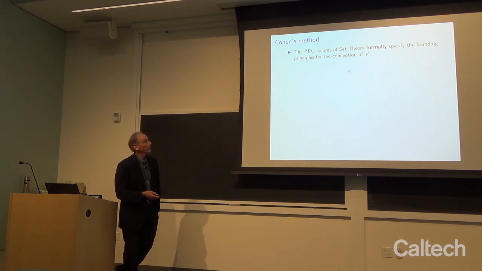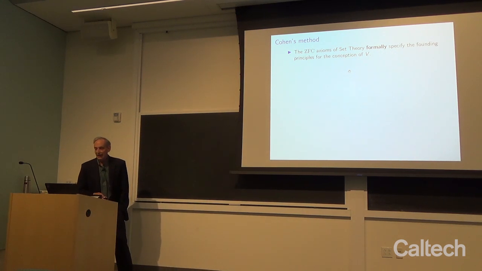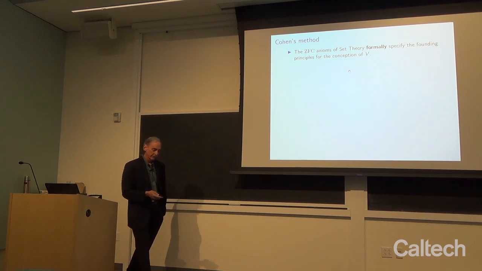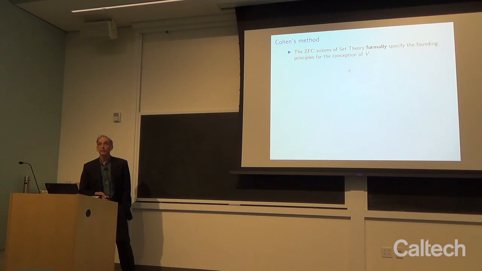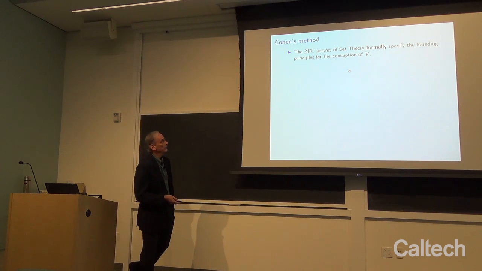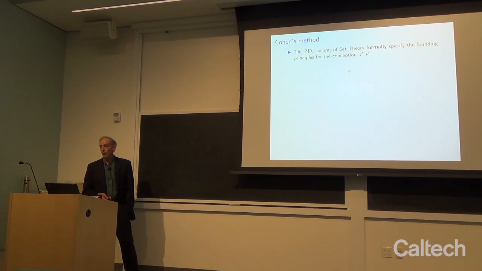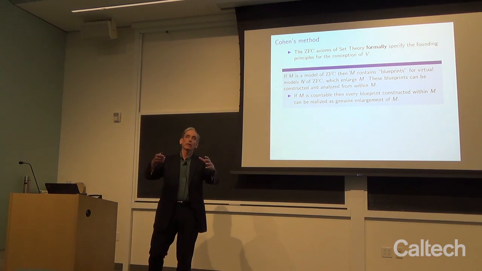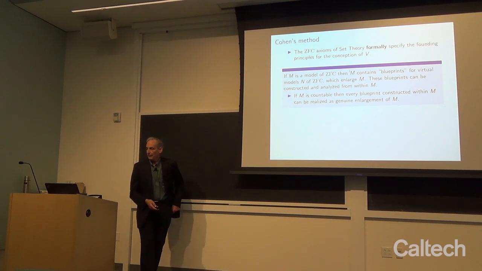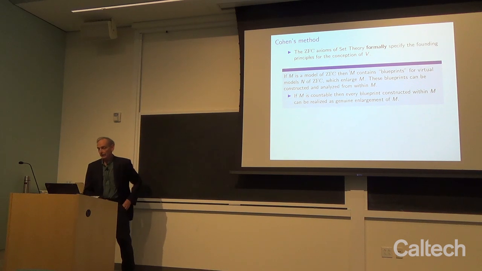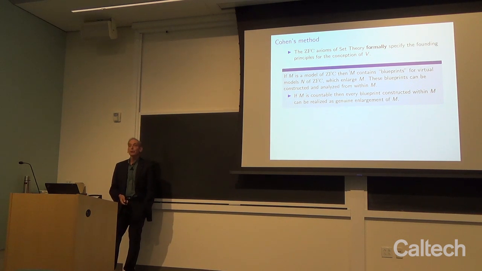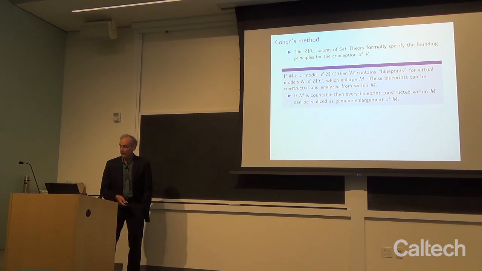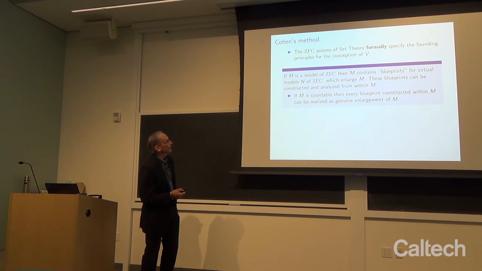Now, I want to say a little bit about Cohen's method, nothing terribly technical. The ZFC axioms, those are the axioms you would back out from that cumulative representation of the universe of sets, just as you would back out the Peano axioms from the standard conception of arithmetic. These axioms formally specify, let's call them the founding principles for the conception of the universe of sets. But you might be studying the universe of sets, but you can look at toy universes or models. If M is a model of set theory, that's just an algebraic object, then what Cohen showed is that M contains blueprints for virtual models of ZFC which enlarge M. And these blueprints can be constructed and analyzed within the initial model.